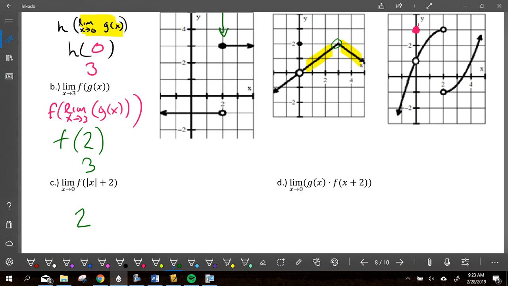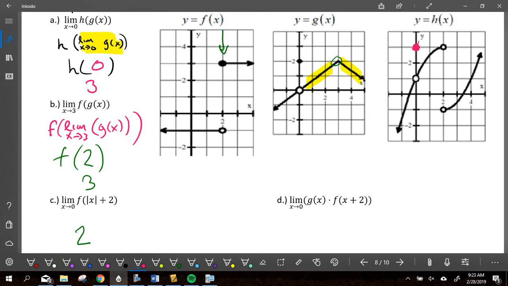So letter D, this is the question that pops up on the AP exam. It popped up a couple years ago, or last year, I think. Limit as x approaches 0 of g of x times the limit as f approaches x plus 2. Let's just look at it together for a second. The limit as g approaches 0. What's that number going to get you? 0. So g of x is 0.